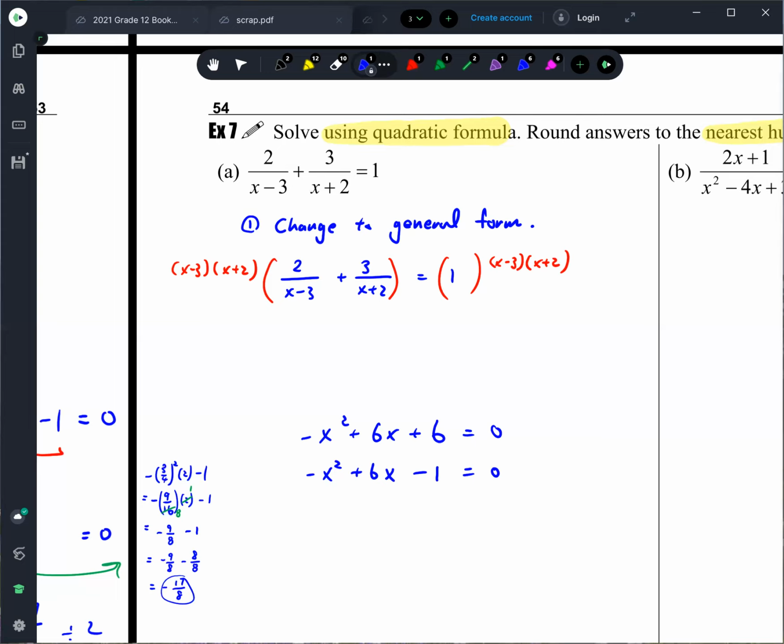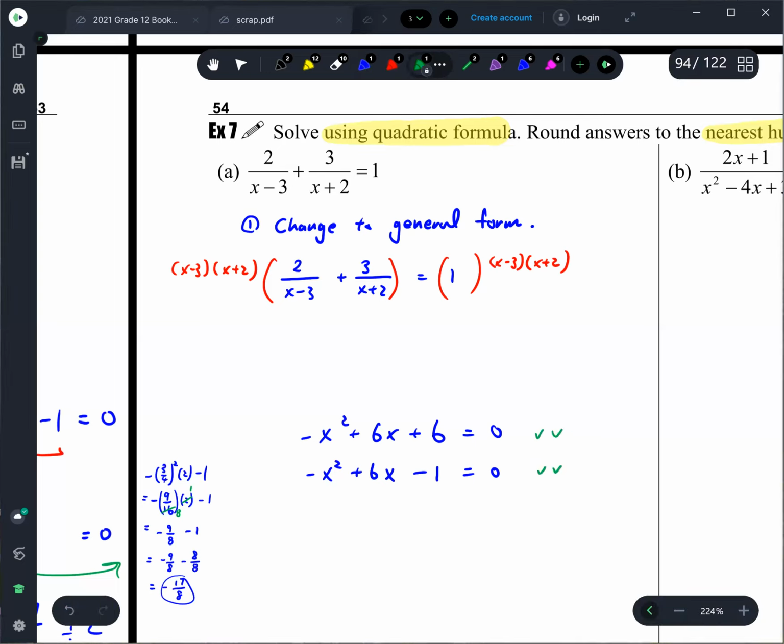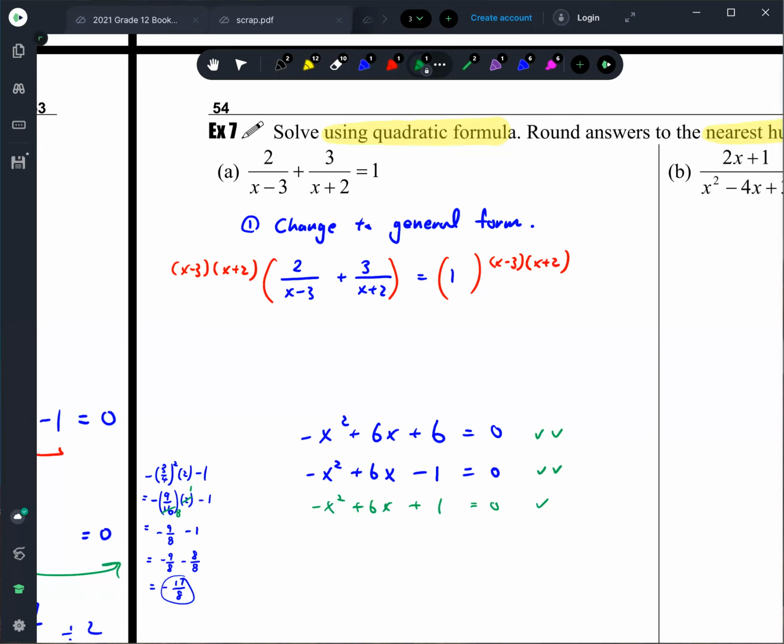Okay, so far 2 votes for the first one, 2 votes for the second one. Wait, actually, I got negative x to the power of 2 plus 6x plus 1 instead of minus 1. Sorry. Oh, we have a third answer. Okay. Tony, what's yours? I got the second one. Second one. Okay. All right. I think we have enough votes here. Okay, let's go over.